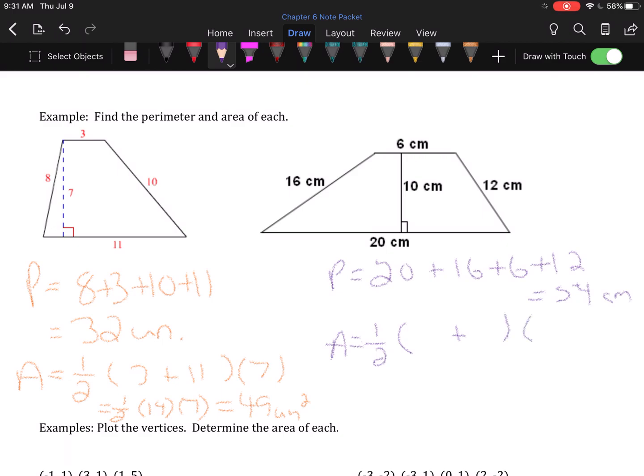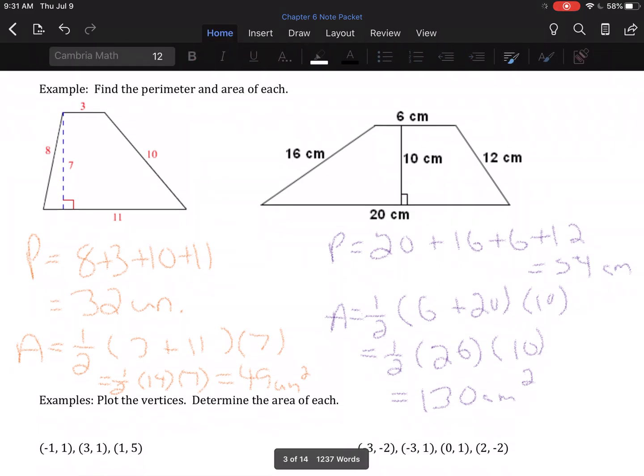Area is 1/2 times the bases added times the height. The height is 10, which makes 6 and 20 the bases. You must do the addition first, it's in parentheses. So 6 and 20 make 26. Half of 26 is 13. 13 times 10 is 130 centimeters. And it's going to be centimeters squared because this is area. Friendly reminder, if you think I'm doing this math too quickly, you are allowed the use of a calculator in this chapter.